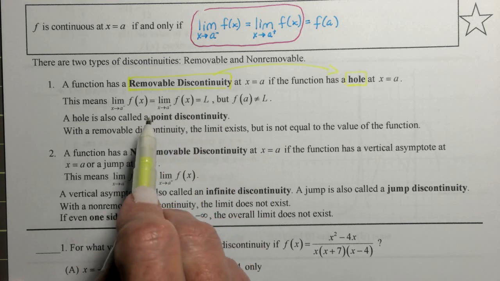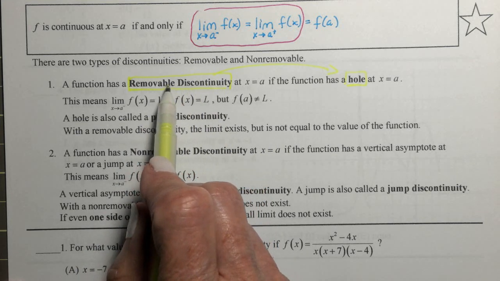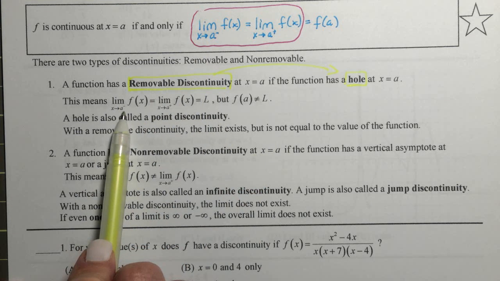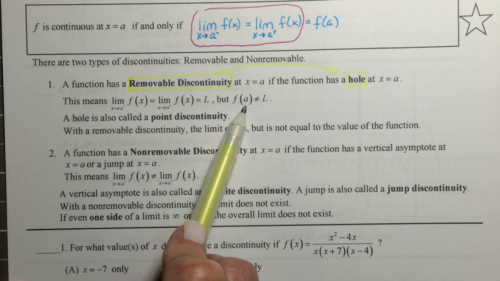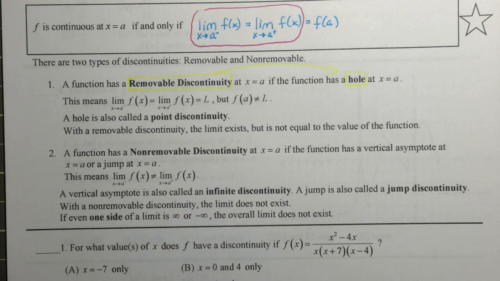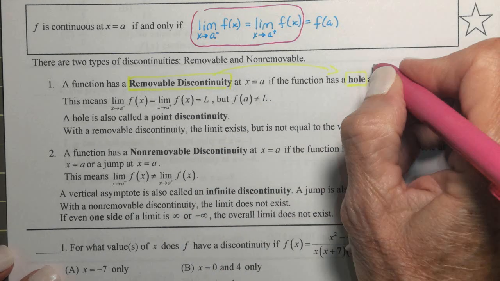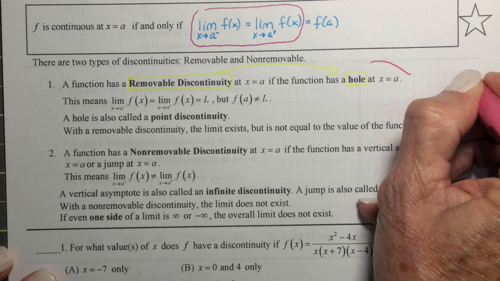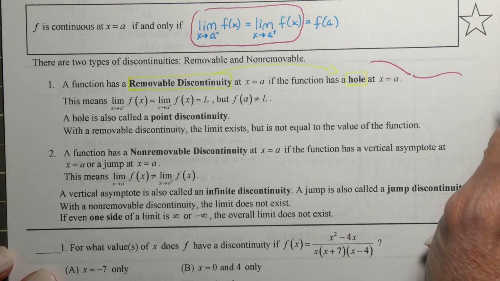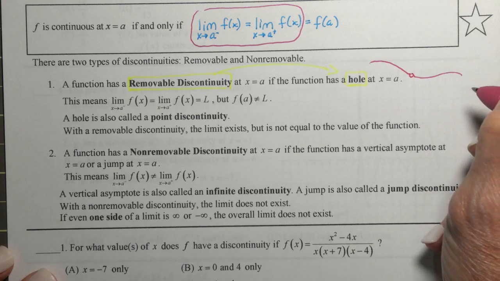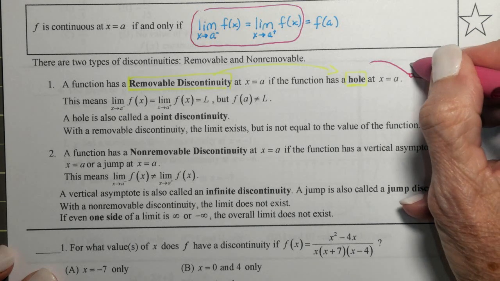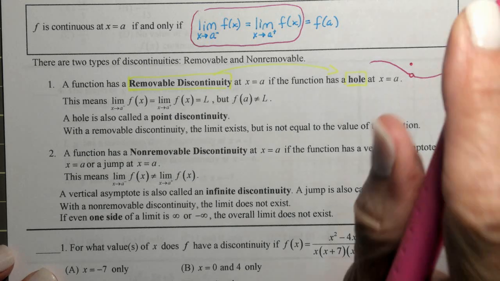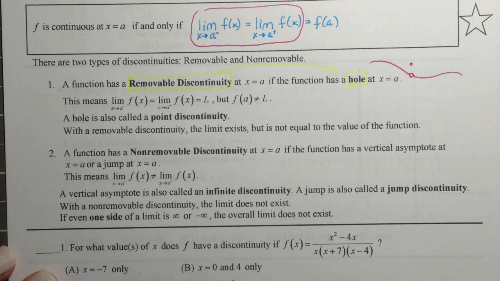So the rigorous definition of a removable discontinuity would be that the limit from the left is equal to the limit from the right, but the value of the function is not the same. So the limits are equal, but there's a hole there. Maybe the function does not even exist there, or maybe it's located elsewhere. Either of those situations would still be a removable discontinuity, a hole.